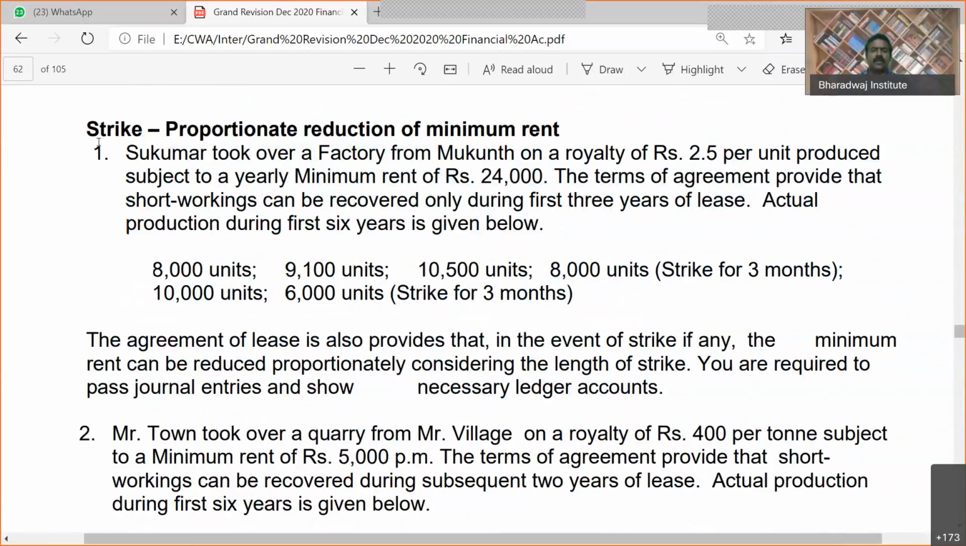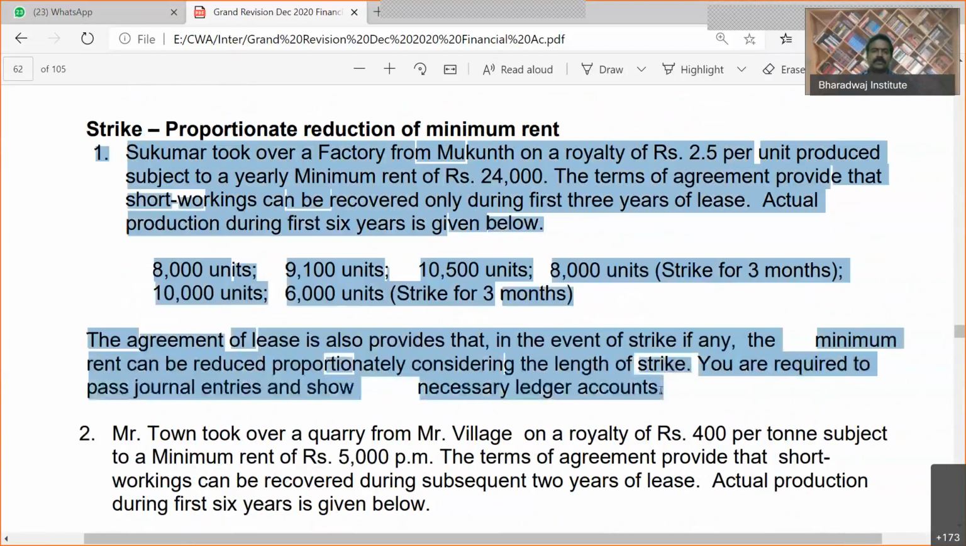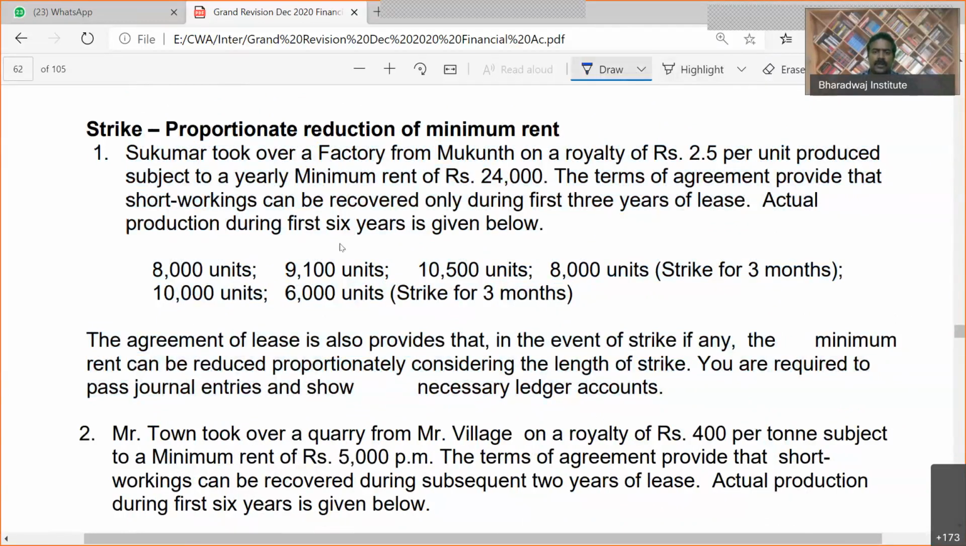Okay, go to this first question. Sukumar took over the factory from Mukund for a royalty of 2.5 per ton produced, subject to a minimum rent of 24,000. The agreement provides that short workings can be recovered during the first 3 years. Most important thing: the short workings can be recovered only during the first 3 years, which means you cannot recover it in the 4th year or 5th year.